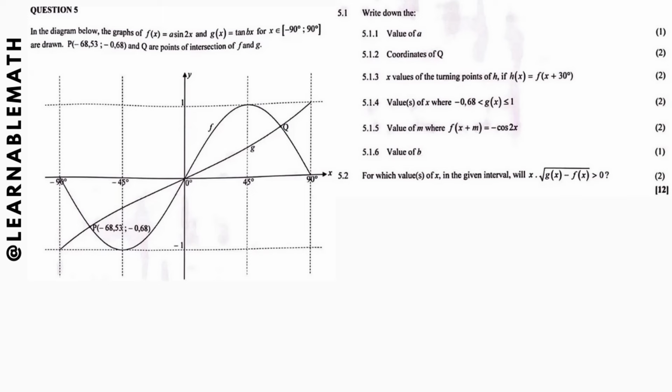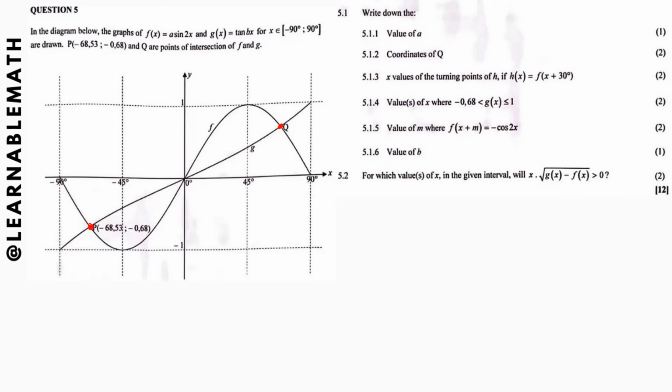Okay, so this is your question 5. It says in the diagram below, the graphs of f of x equals a sine 2x and g of x equals tan bx are drawn for x element of minus 90 to 90. We have P, which is negative 68.53 and negative 0.68, and Q are points of intersection of f and g, and we can see that P and Q are actually points of intersection.